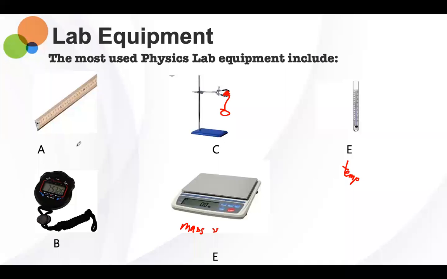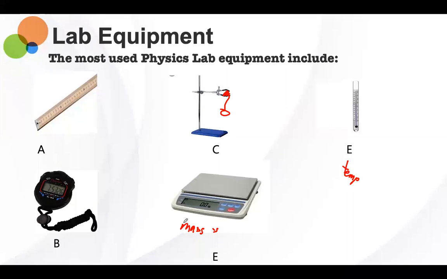So I'll just go through them again. Object A is used to measure length. Object B is used to measure time. Object C is used to hold objects mounted. They want to hold something in the air.